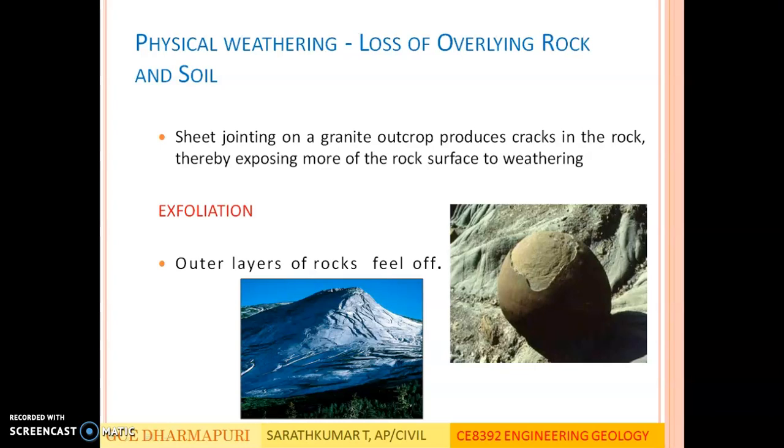The process of outer layers of rocks peeling off is called exfoliation. Once the outer layer of the rock comes out, the inner layer of the rocks is exposed to the same various natural agents, and the inner part also gets weathered. Once the inner part gets weathered, when it peels off, the adjoining inner part gets weathered. This process goes on till the entire rock gets disintegrated.